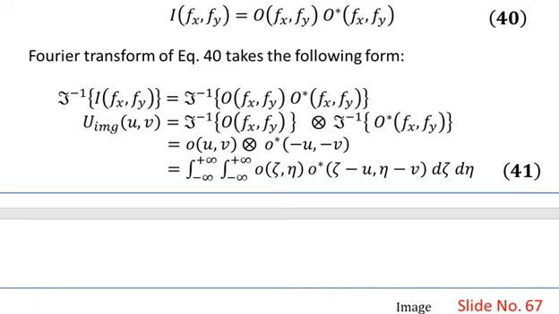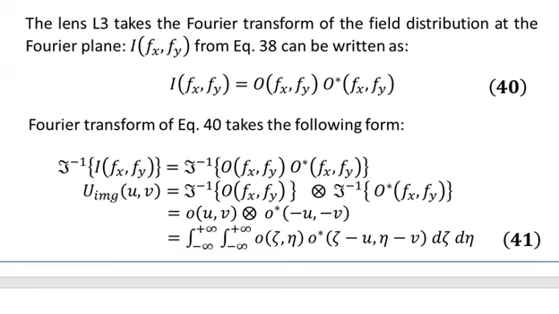Actually, in principle, we are taking the inverse Fourier transform, because in equation number 40 the variables are the frequency variables, and to convert them into the image variables we have to take the inverse Fourier transform. So the inverse Fourier transform of the left hand side, and also we have used the inverse Fourier transform operator on the right hand side. So the inverse Fourier transform of this capital I will be represented by the amplitude image capital U with a subscript img, at the image coordinates u comma v. And on the right hand side, this inverse operator will operate on the two functions, that is on capital O and on O star, the complex conjugate of capital O.